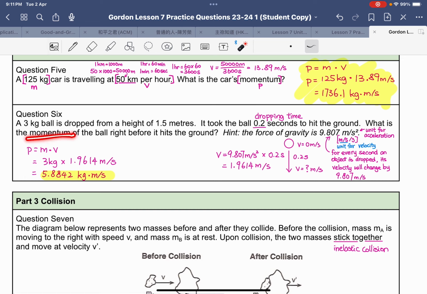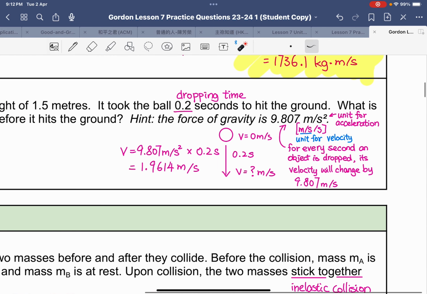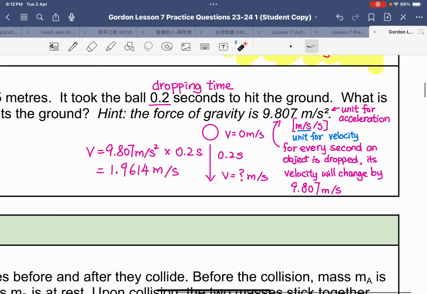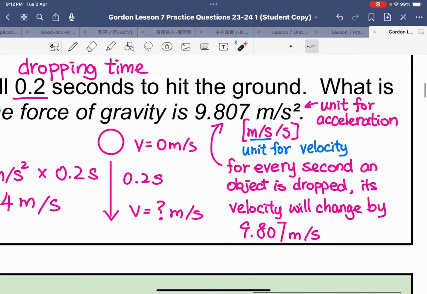If you wanted to know momentum, you have to know the mass of the object and the velocity of the object right before it hits the ground. The mass has already been provided to you. We just don't know what the velocity is. However, you can calculate it by using force of gravity and the amount of time it has been dropping. So if we look at gravity, you would notice that it's 9.807 meters per second square.